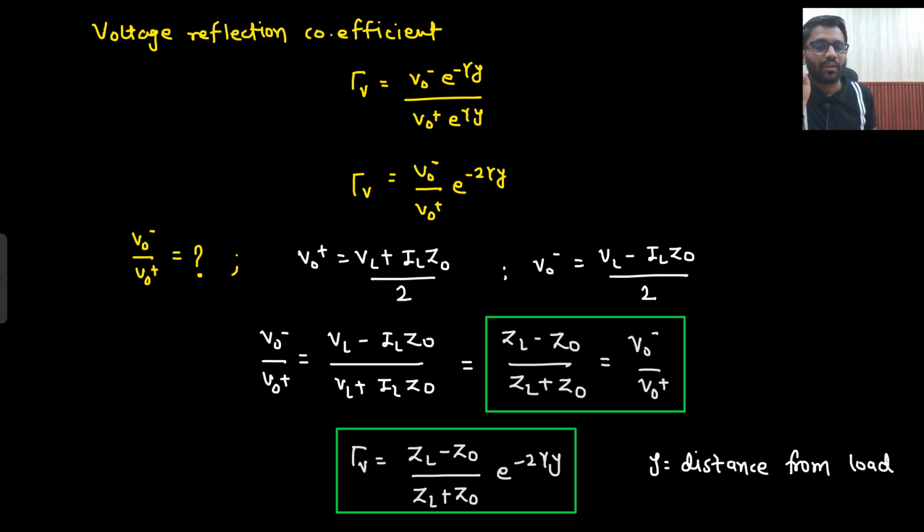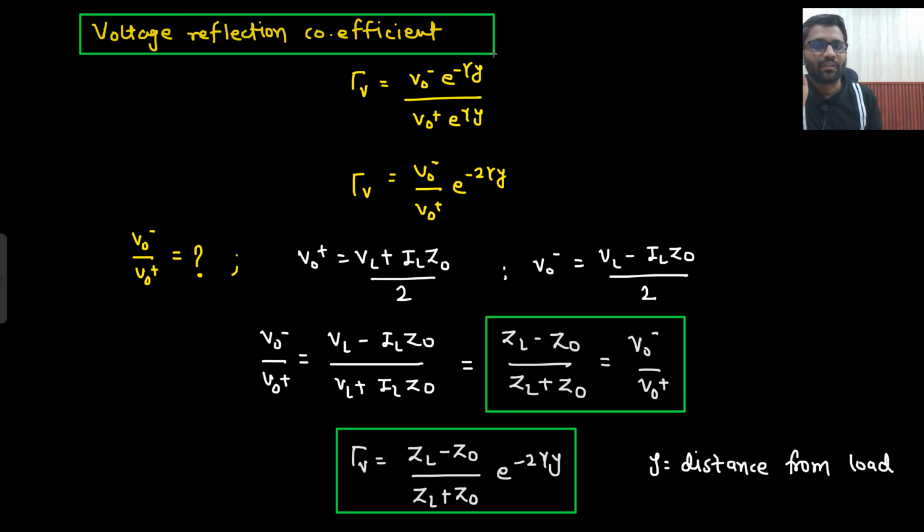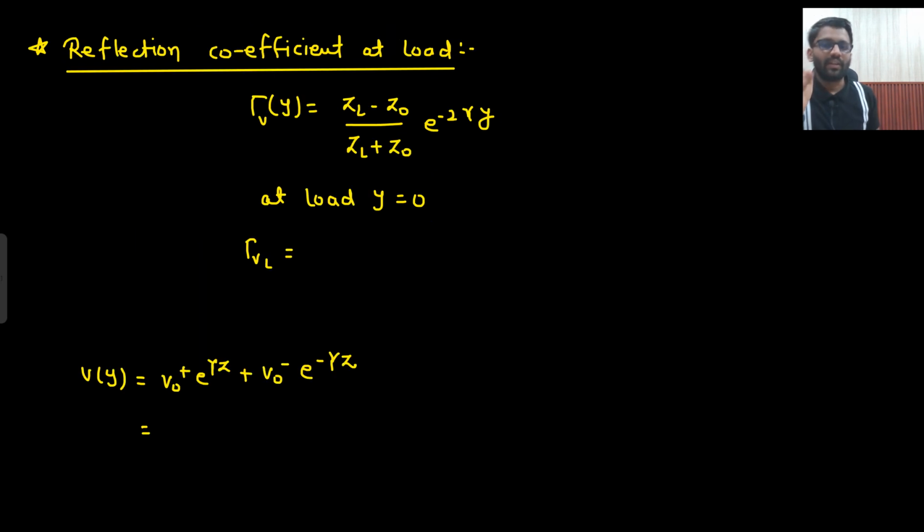But this we are talking about voltage reflection coefficient. Okay. We can comment about current reflection coefficient as well. So that we will see. But at the load, what will be your voltage reflection coefficient? So y equals to 0 you will put. So what you are getting? ZL minus Z naught upon ZL plus Z naught.